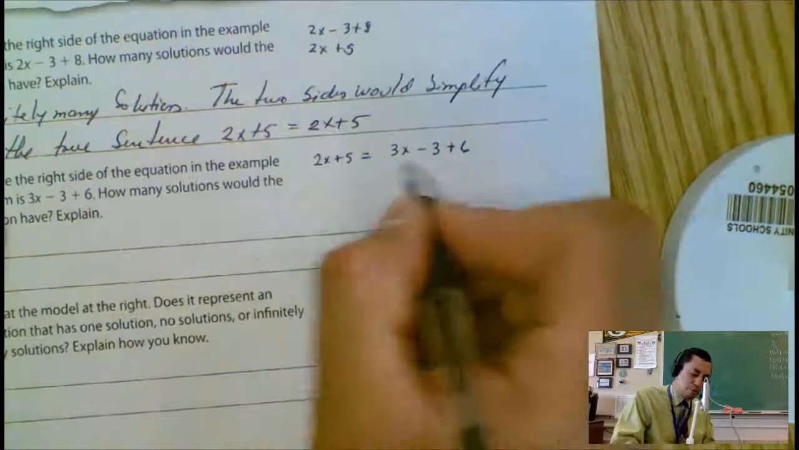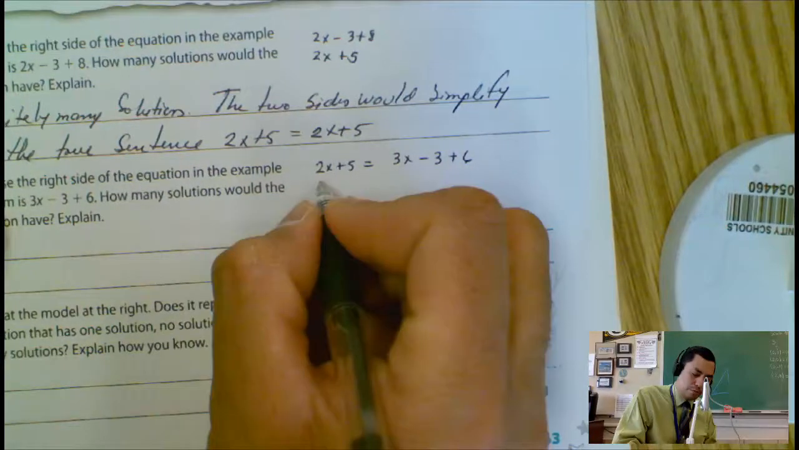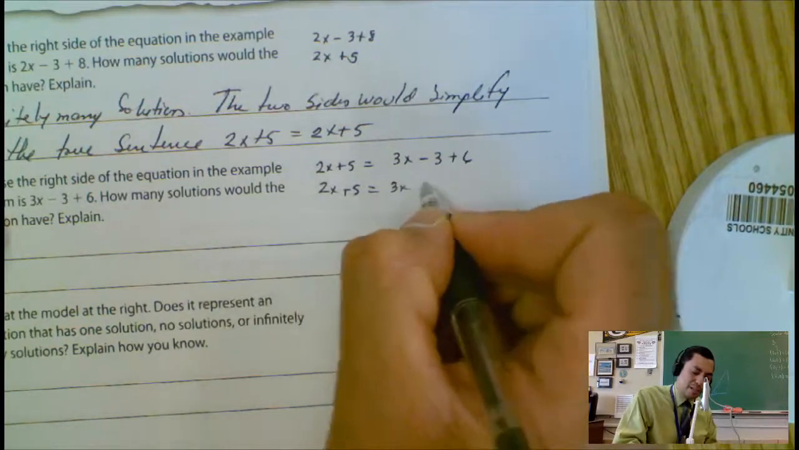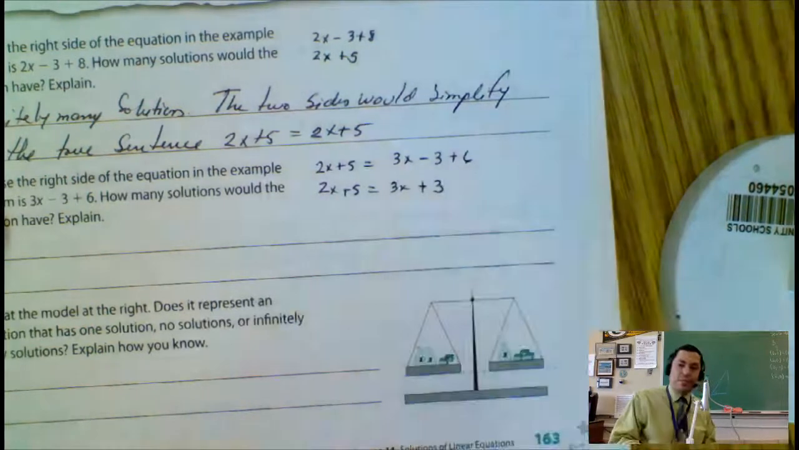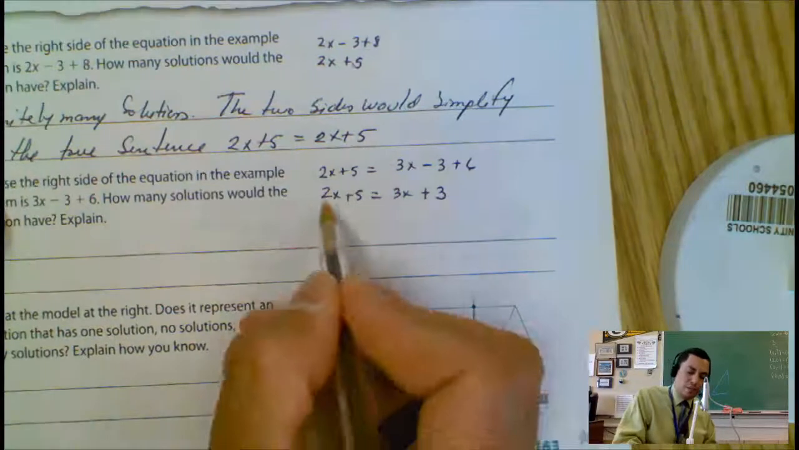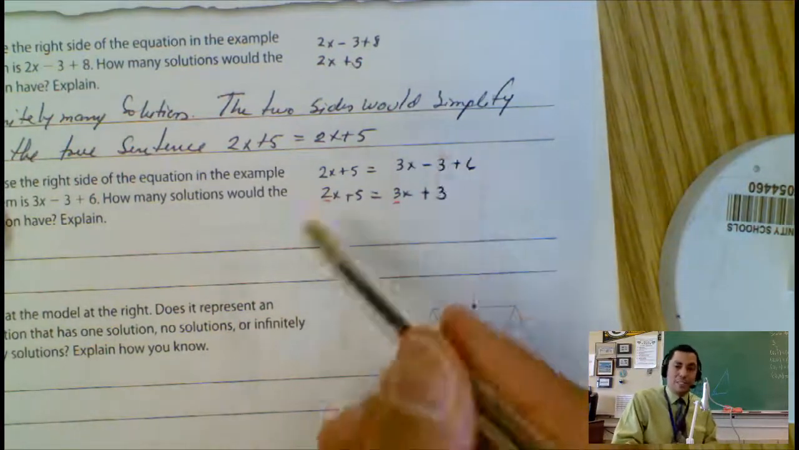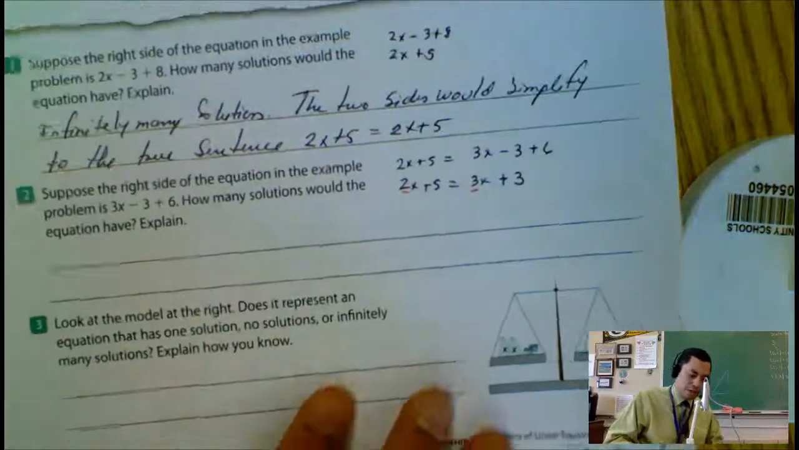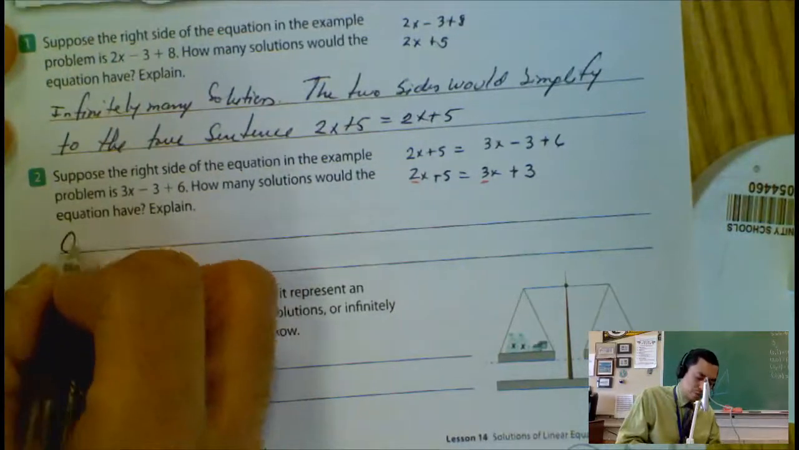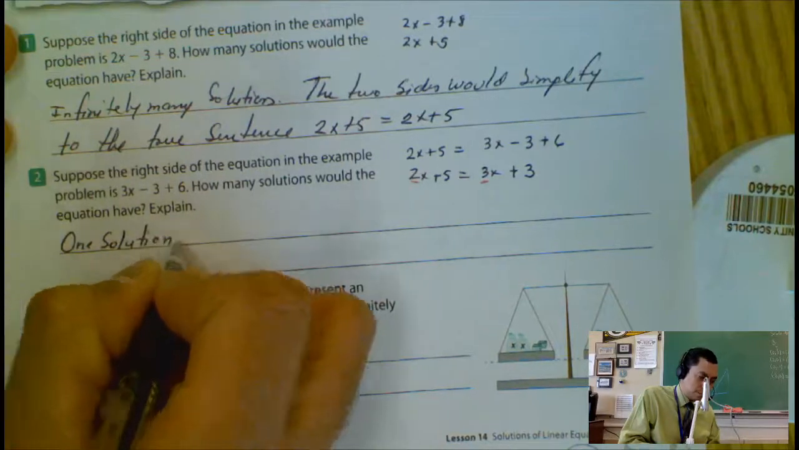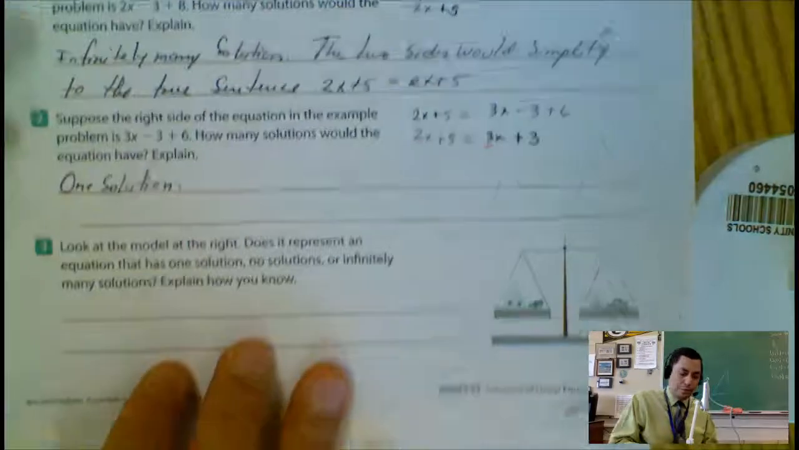What we're going to do is simplify the right side. So 2x plus 5 equals 3x plus 3. Look at the coefficients of the x, they are different. So in this case, you're going to have one solution. So here, one solution. Okay, that's going to be your answer.